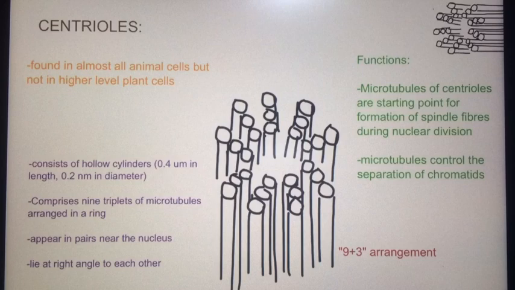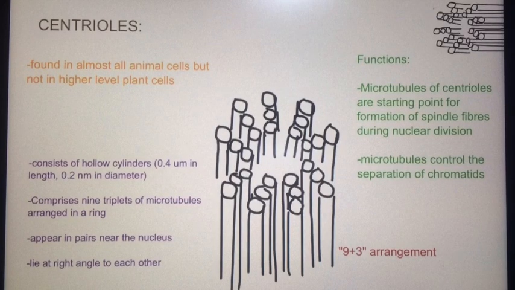Now, centrioles are made of 9 triplets of microtubules, and at the beginning the centriole replicates and forms 2 new pairs, and these pairs move to the opposite poles of the spindle fiber, the structure on which the chromosomes align. Spindle fibers are generally made up of microtubules, and in this process microtubules control the separation of the chromatids and the chromosomes.